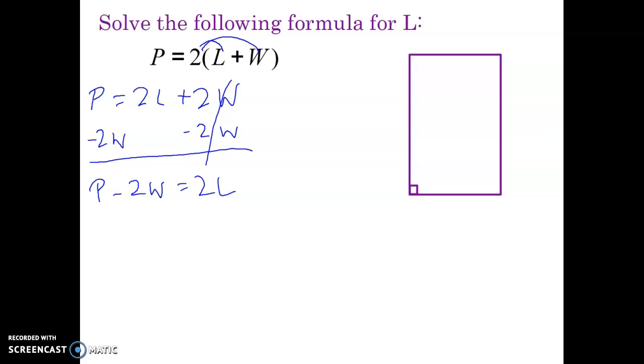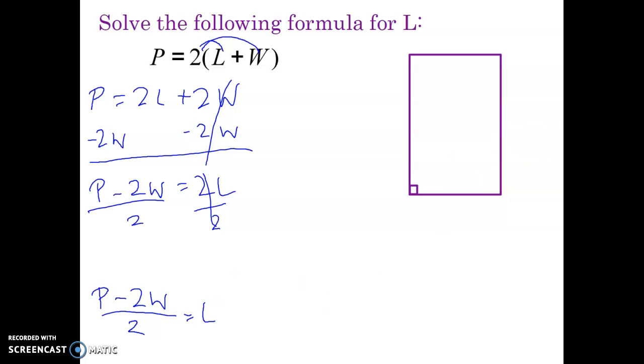All right, still working to get L by itself. That means I need to move the 2. So I'm going to divide by 2 on both sides. Those 2's are going to cancel. All right, and I'll write my answer down here at the bottom of the screen. P minus 2W over 2 equals L. I have solved this equation for L.